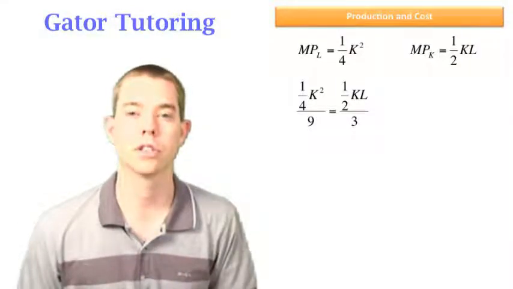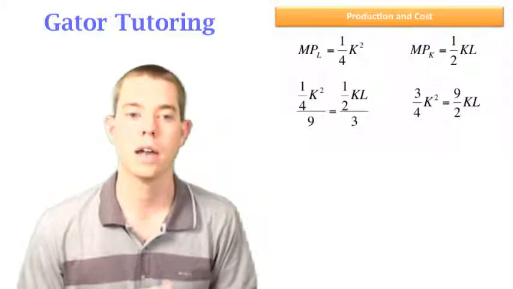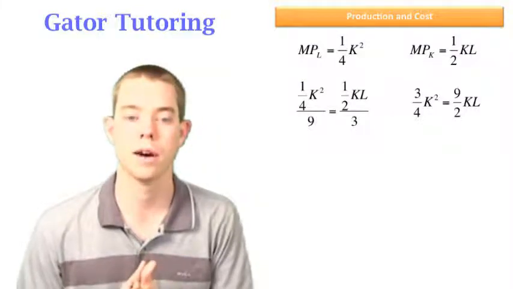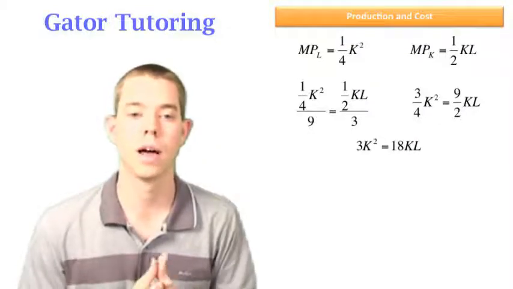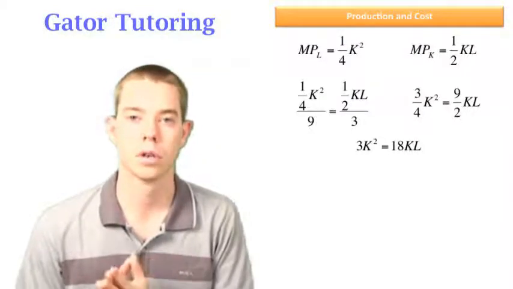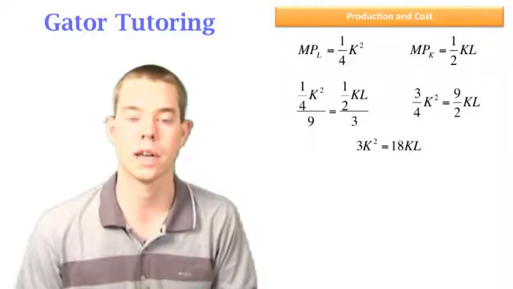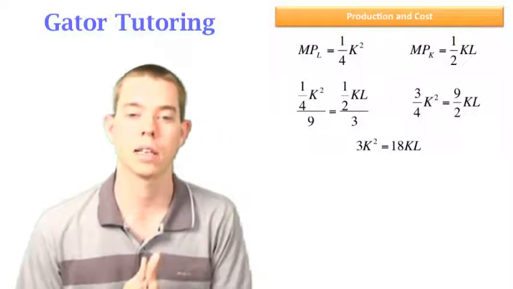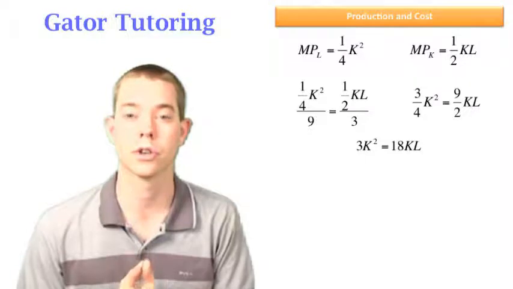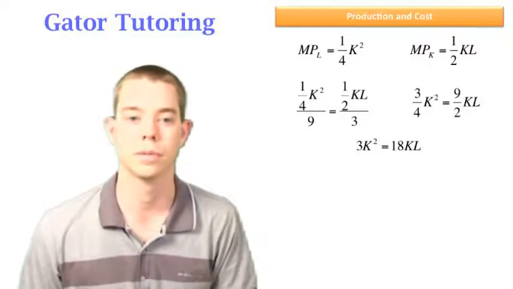The easiest way to do this is to cross multiply, so that 3 is going to be multiplied by the 1/4 K squared, and we're going to get 3/4 K squared. That 9 is going to be multiplied by the 1/2 KL, and we're going to get 9/2 KL. Now what we can do is multiply everything through by 4. So on the left side, 3/4 K squared times 4 just gives us 3K squared. The 4 in the numerator cancels with the 4 in the denominator. On the right side, 4 times 9 is 36, divided by 2 is 18. So that simplifies to 18KL.